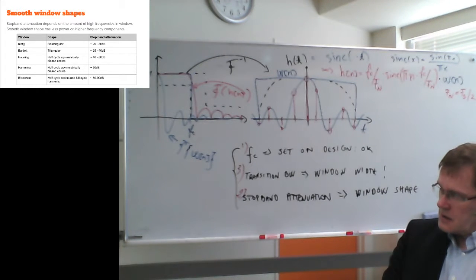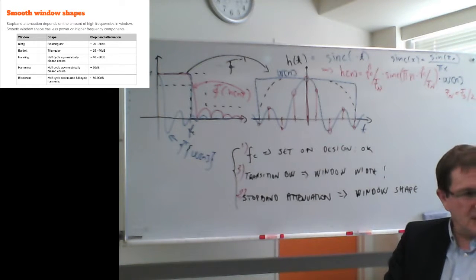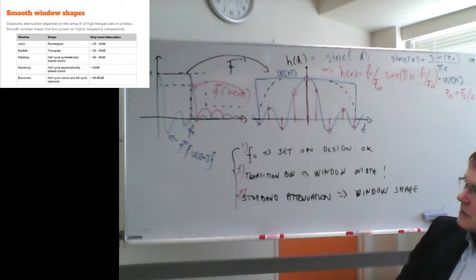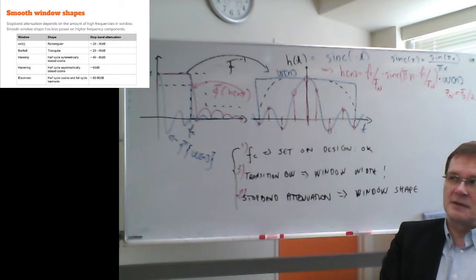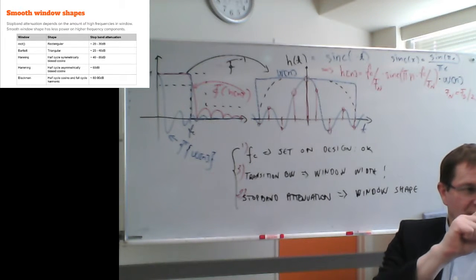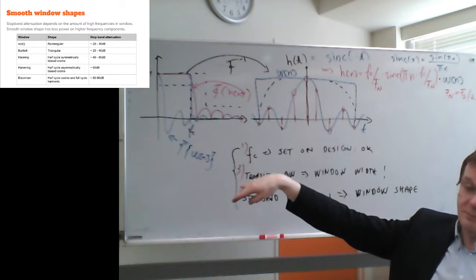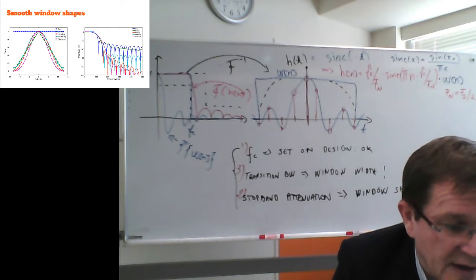Hamming, that's half cycle asymmetrically biased cosine, meaning it has a little bit of offset in there, and that gives you already 60 dB. Blackman window, okay, that's actually a full half cycle cosine and full cycle harmonic, so that gives you 80 to 90 dB. Okay, then there's a smooth window generator called the Kaiser window, which basically has a parameter that you adjust for getting the stop band attenuation at the level you want. Those are the most common, and those are the differences.